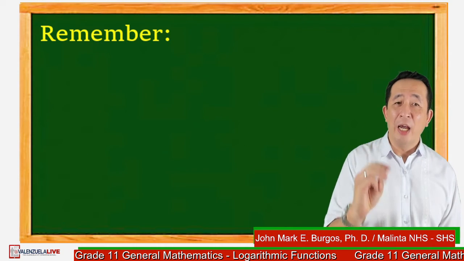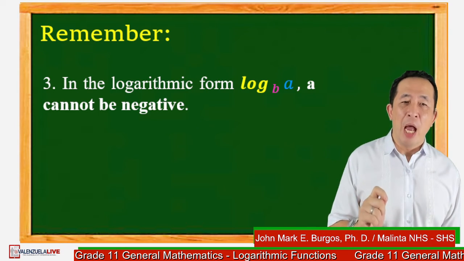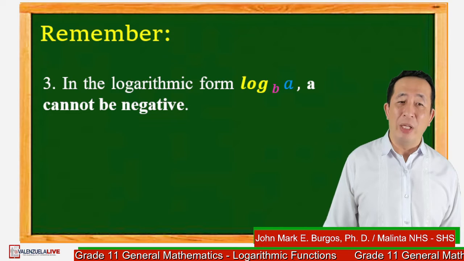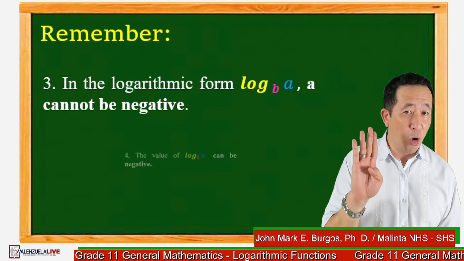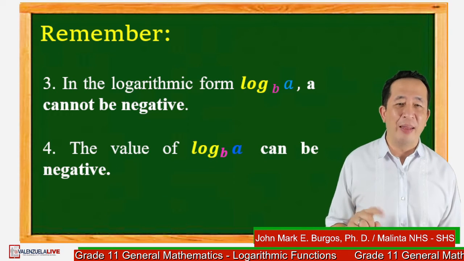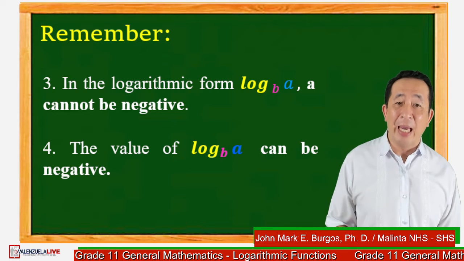Number 3, always remember that in the logarithmic form, logarithm of a with base b, a cannot be negative. Number 4, always remember that the value of logarithm of a with base b can be negative.